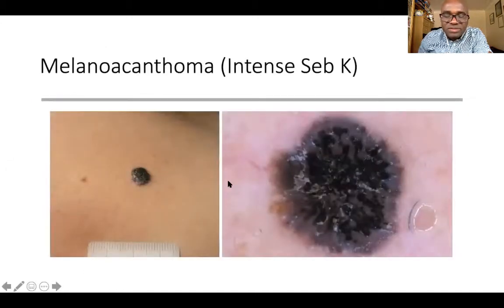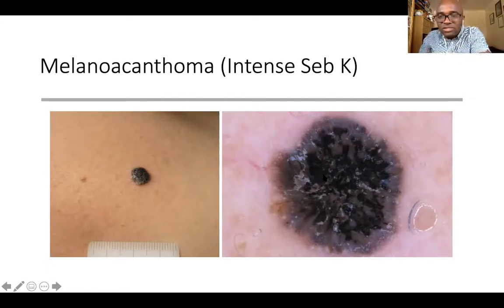This is a special type of seborrheic keratosis known as melanoacanthoma. It is an intense seborrheic keratosis, and nobody will criticize you if you refer this as a suspicious melanoma, if the history is not very clear. The reason this is there is an intense seborrheic keratosis, there's intense acanthosis, and therefore it gets a little bit darker.